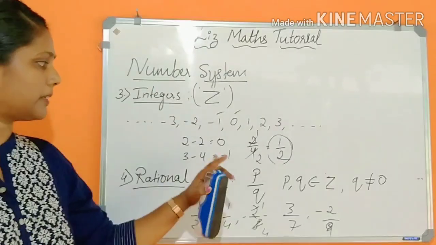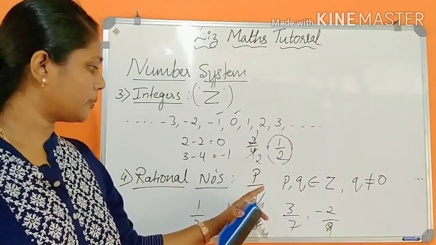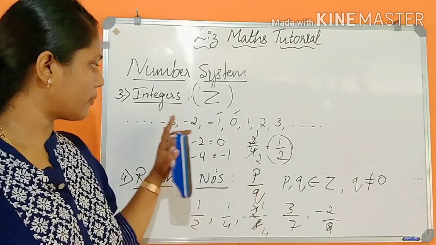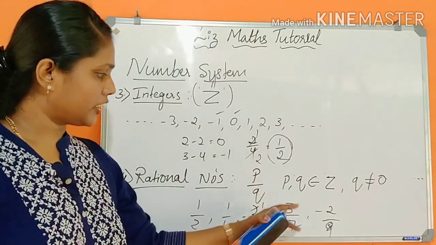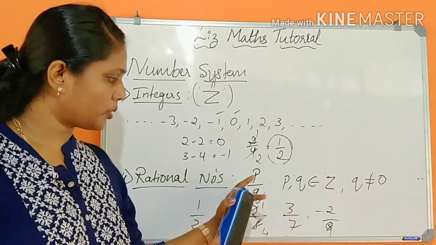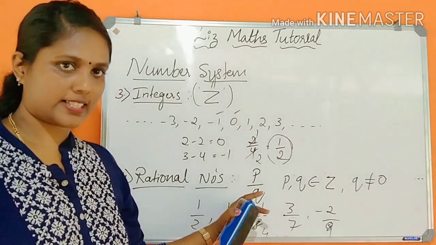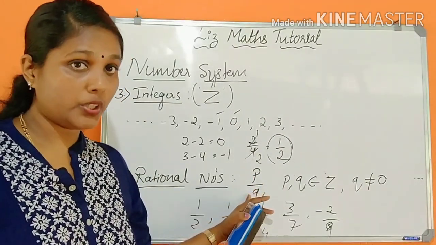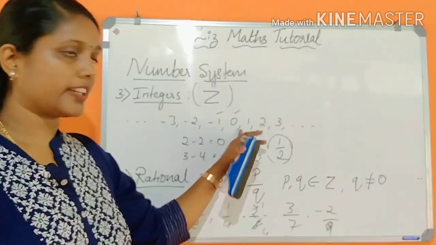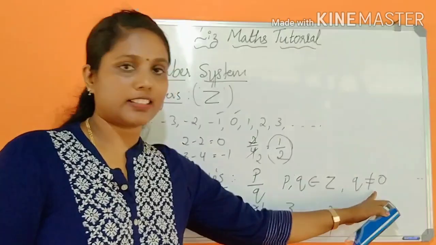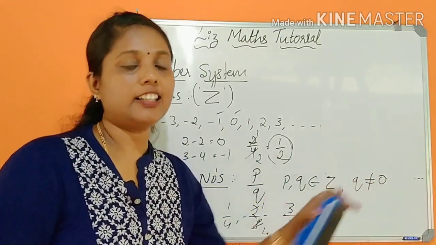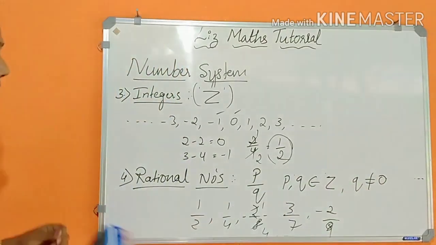Integers means in the place of P and Q we can write these numbers. Clear? And it should be in the form of P by Q, and Q should not be equal to 0. There is a condition. 0 is there in integers, but we cannot write Q as 0 because there is a condition given clearly. Clear? So this is about rational numbers.